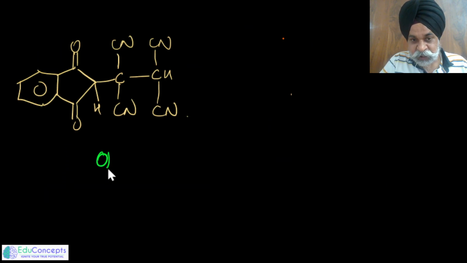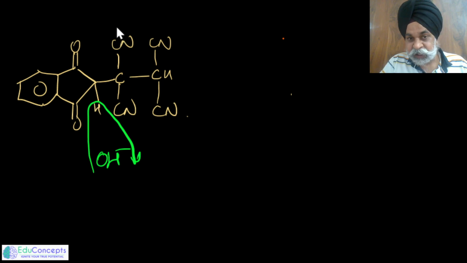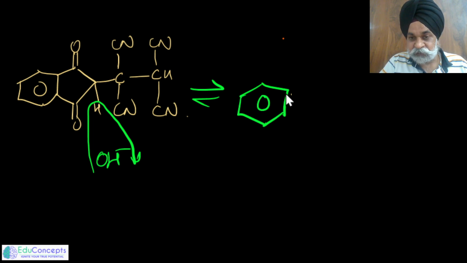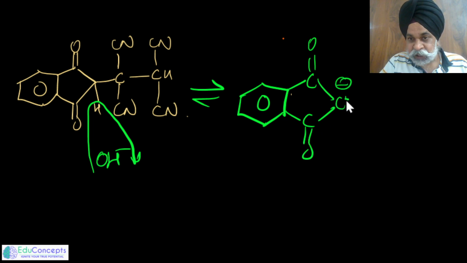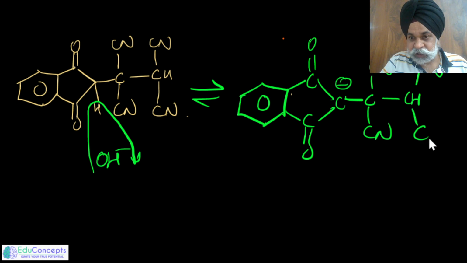Again, this OH negative can abstract this H positive because this is an activated methylene, and these CN groups would increase the acidity further. As a consequence, the side product which they have shown is the viewpoint driving me in this direction. So the next step we can think about is, here you would get a negative charge, and here you have CN, and this is CH, CN.